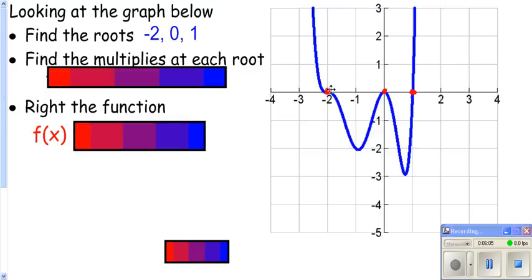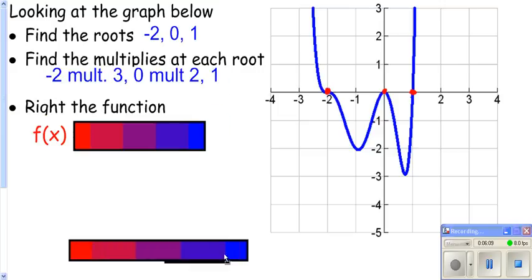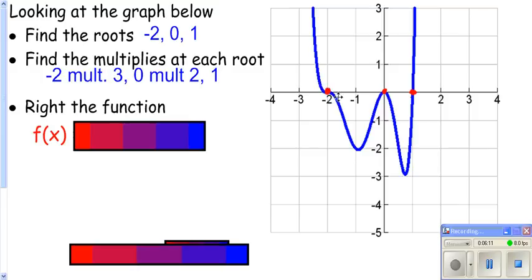Over here at -2, it's really an odd multiplicity other than 1 because it flattens out as it crosses. Your first odd number above 1 is 3, so I'm going to say it's a multiplicity of 3. Just from looking at your graph, we don't know for sure if it's a 3 or a 5 or a 7.